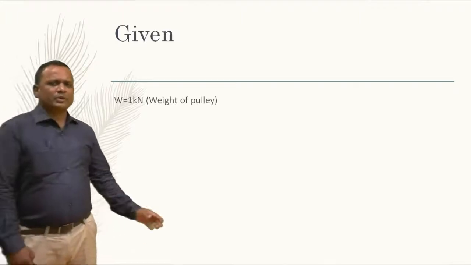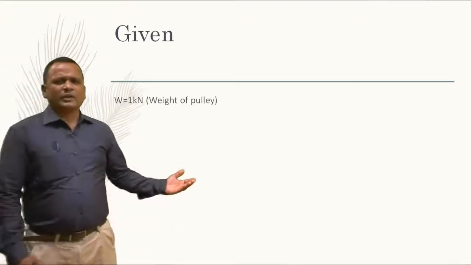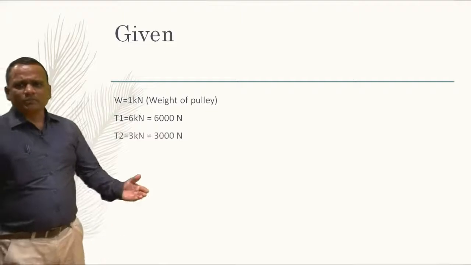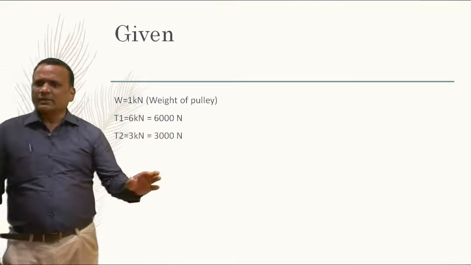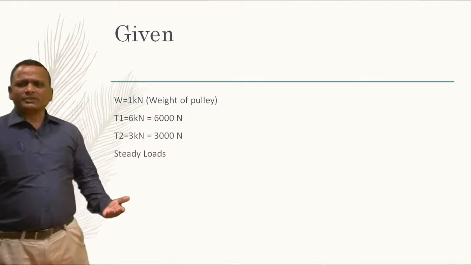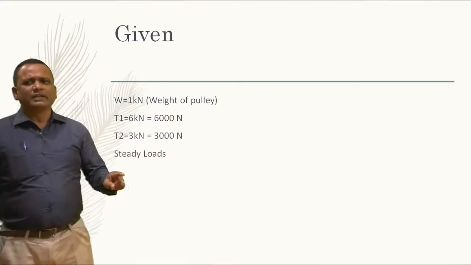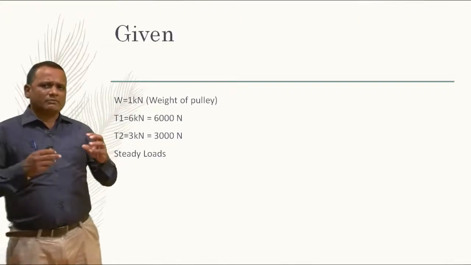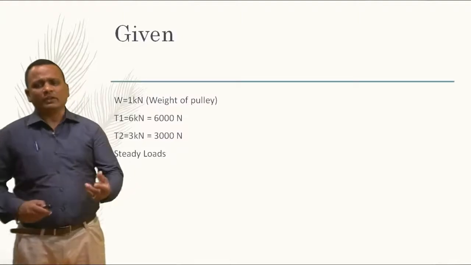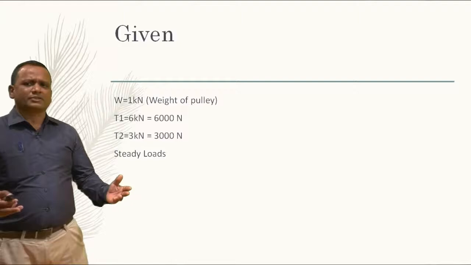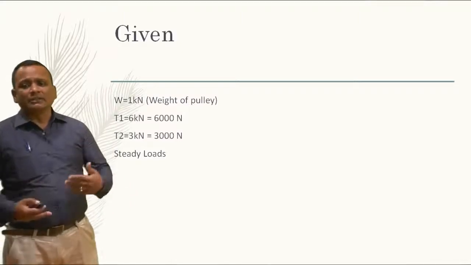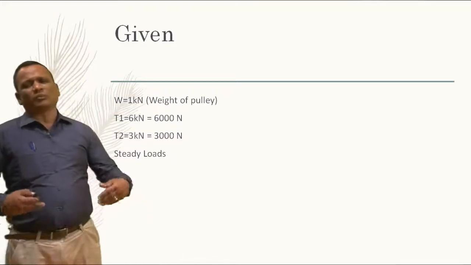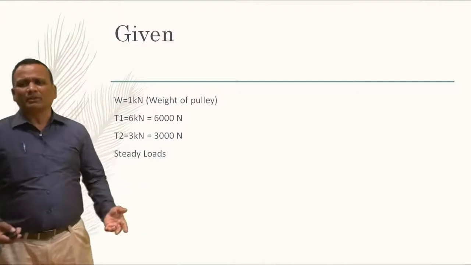First, the weight of the pulley is given, which is 1 kN. Next, T1 is 6 kN, which I convert into newtons. T2 is 3 kN, which I convert again into newtons. The loads are steady, which is again given, and is very important. I will let you know why this point is very important: loads are steady. We need to find out how it will be happening, because whenever I consider a shaft in working, a lot of things come into consideration: whether loads are steady, whether loads are uneven, or whether the shaft will be used on main highway roads or off roads, or roads where there will be suddenly applied load. A lot of things come into existence.